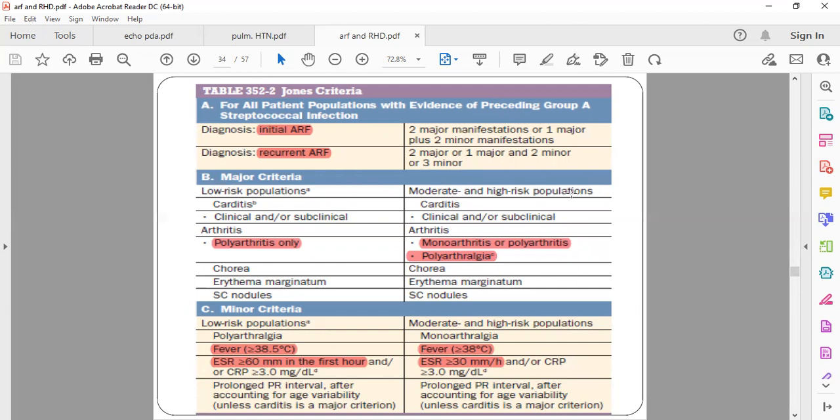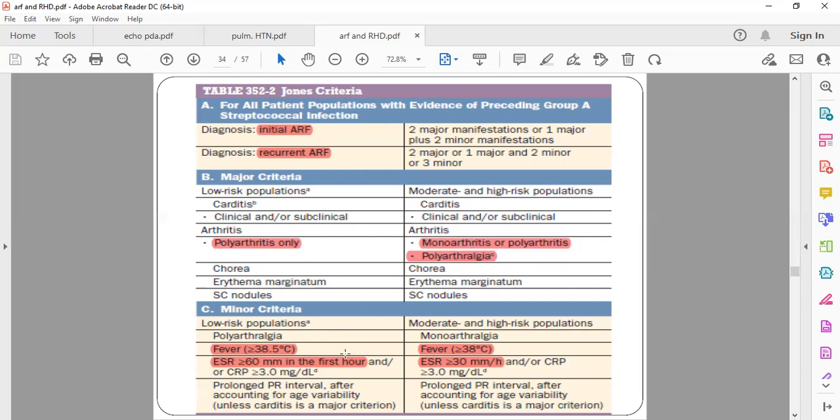Initially carditis was said to be clinical. Here they have included even subclinical carditis. That is, the patient may not have any clinical manifestation of carditis, but on echocardiography you see carditis changes. Initially they said only polyarthritis should be there in major criteria. Now in the high risk population they have included polyarthralgia, that is multiple joint pain without inflammation, or monoarthritis, inflammation of a single joint, in the major criteria.